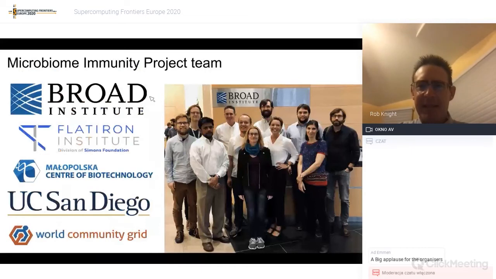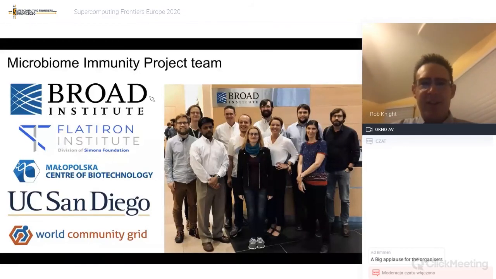This project was led by Tomasz Kosciolek, who was in my lab at the time and is now a faculty member back in his native Poland. Tomasz is the person standing immediately to my right in this photo that we took at the Broad Institute, where we got the whole team together, including the team members at the Broad, led by Ramnik Xavier, and at the Flatiron Institute, led by Rich Bonneau. Tomasz is at the Malopolska Centre of Biotechnology. There's our team from UC San Diego, and then a team from World Community Grid, who has helped us amazingly in getting all this up and running.